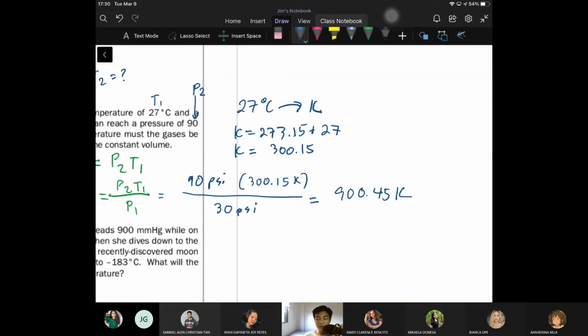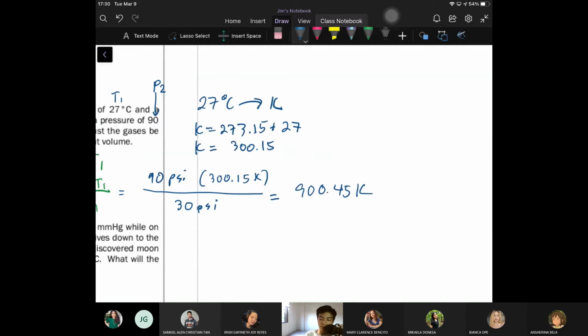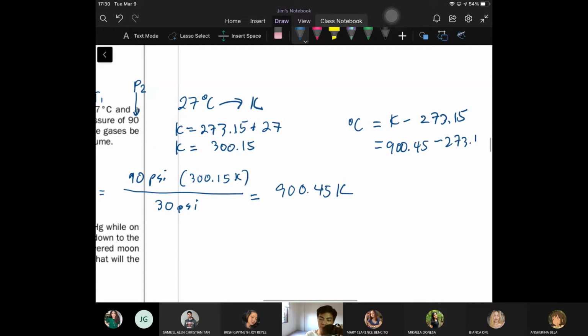Ano yung corresponding temperature niyan sa Celsius? Okay. From Kelvin to Celsius, magsusubtract ka ng 273.15. So that will be Kelvin minus 273.15. That's 900.45 Kelvin. Burahin na natin yung Kelvin. Minus 273.15. Makuha na natin yung degrees Celsius. So the final temperature should be 627.3 degrees Celsius.